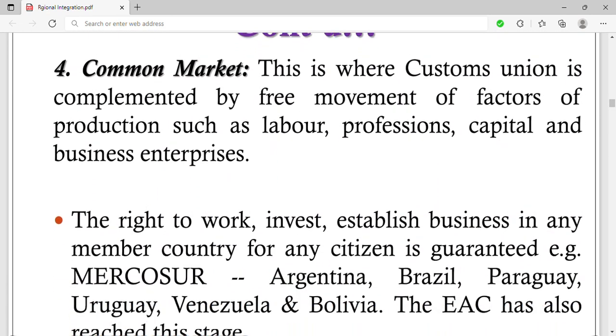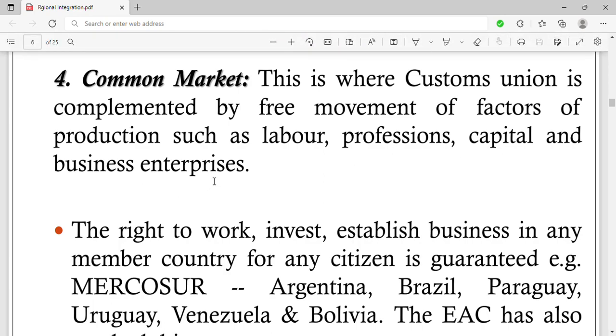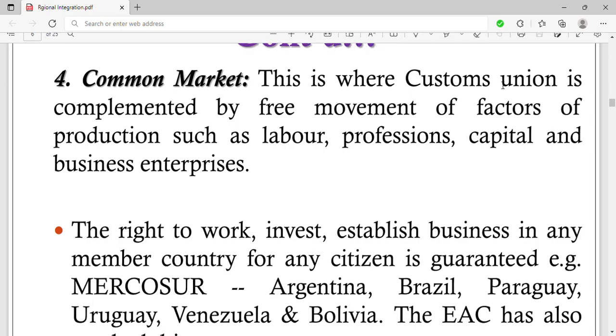Then the fourth one is common market. Common market is where customs union is complemented by free movement of factors of production such as labor, professions, capital, and business enterprises. So in customs union, we say they remove the restrictions and also apply a common level of protection against goods coming from third-party countries. So for common market, they just add on to customs union. It is a continuation of customs union, but here they allow free movement of factors of production, for example, labor.